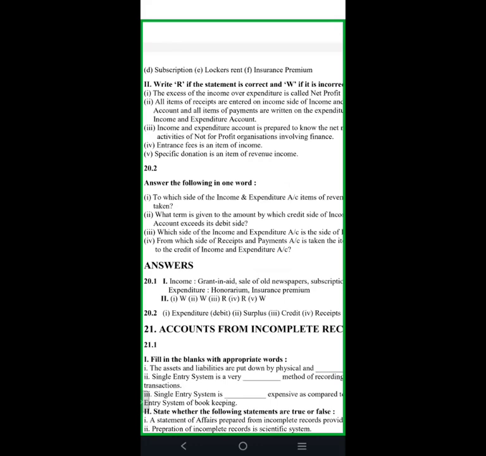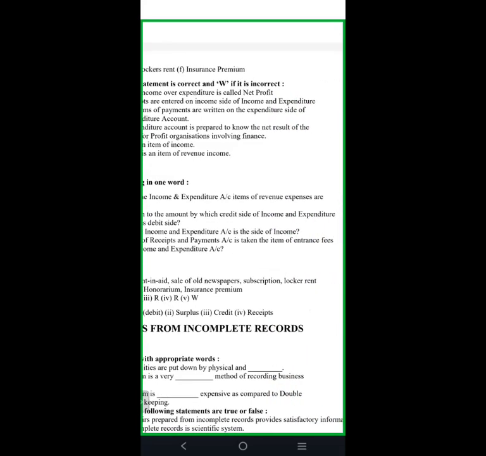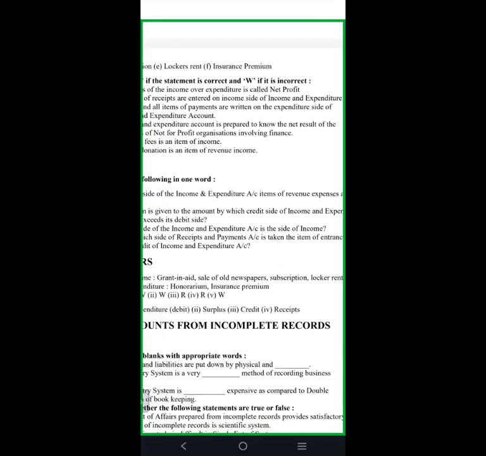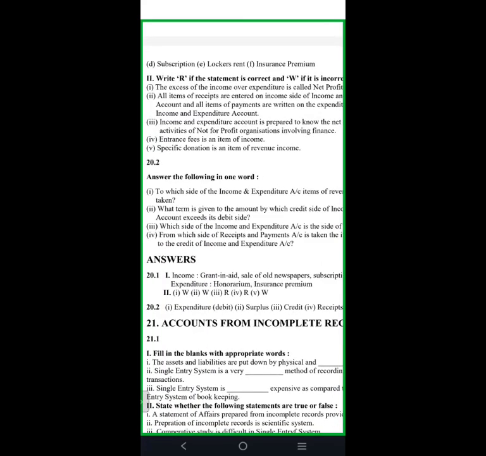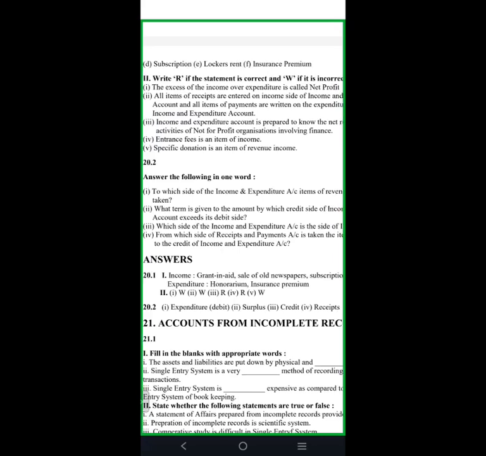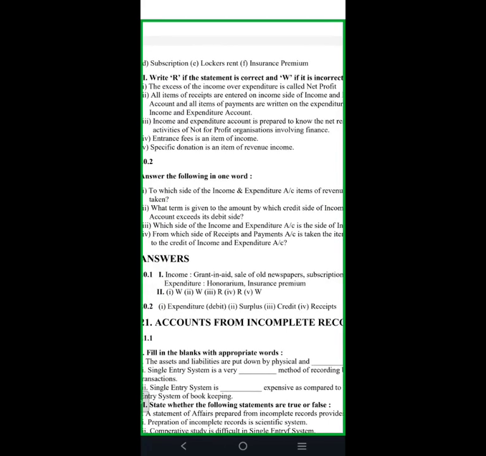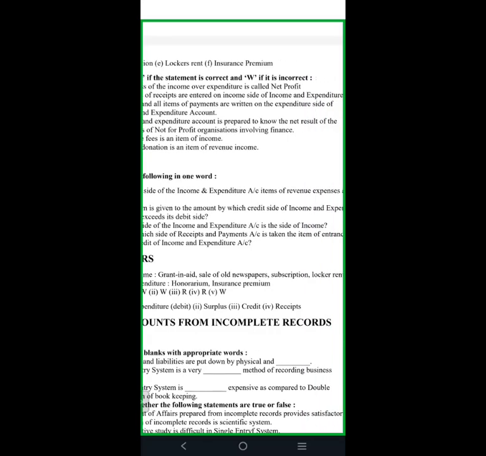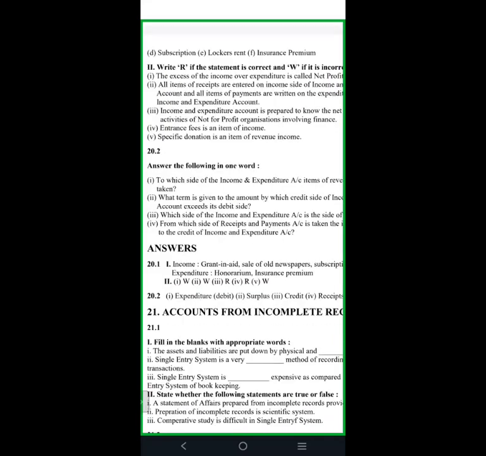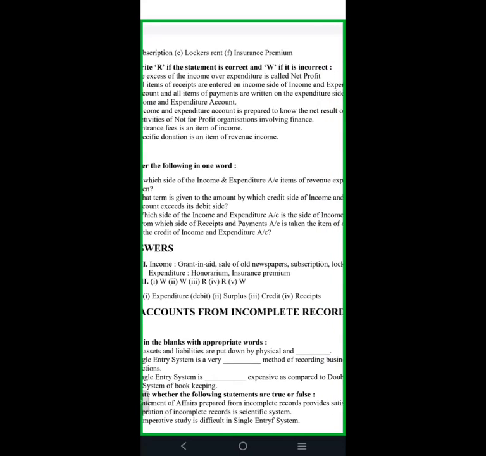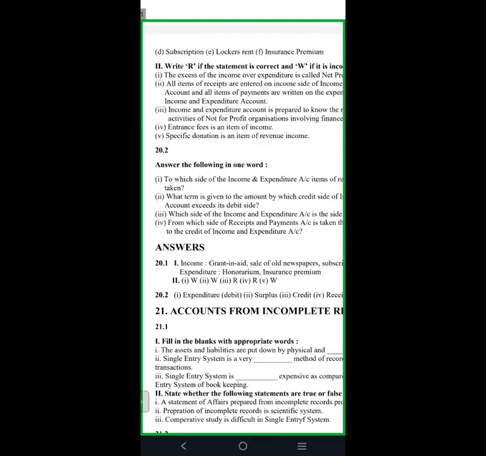Answer the following in one word. To which side of income and expenditure account are items of revenue expenses taken? Debit side, that is expenditure side. What term is given to the amount by which credit side of income and expenditure account exceeds its debit side? Surplus.